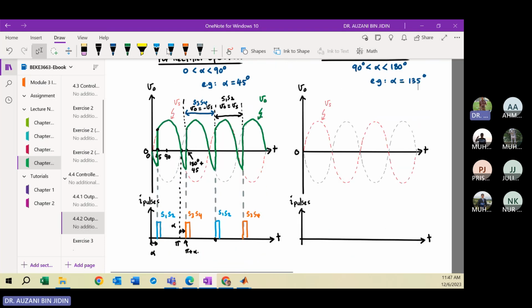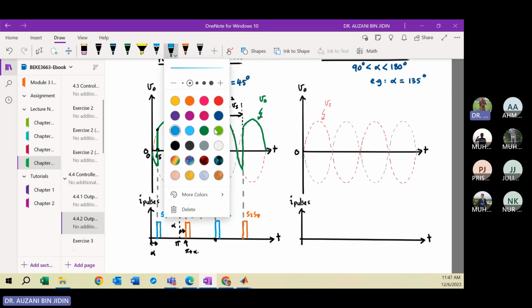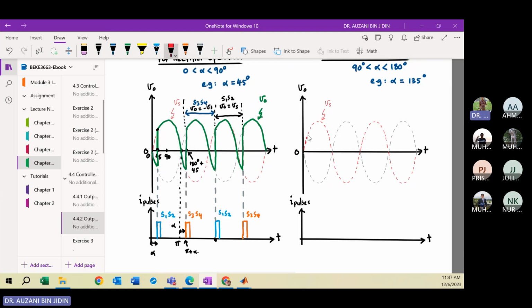Remember, this is your source voltage, Vs, with the red line color here. So this red line is the source voltage, where the source is a sine function, with a positive swing and a negative swing. For the case where alpha is 135 degrees, how do we scale the current pulse first? So here is 90 degrees, right?